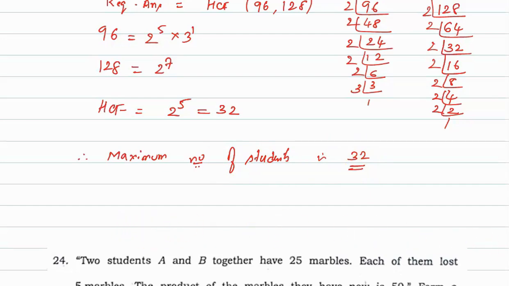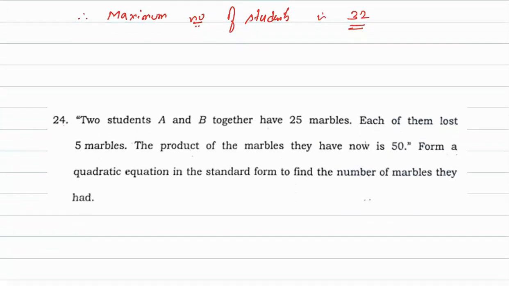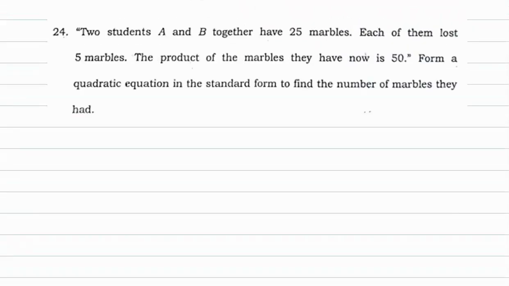Now question number 24. Two students A and B together have 25 marbles. Each of them lost 5 marbles. The product of marbles they have now is 50. Form a quadratic equation in the standard form to find out the number of marbles. No need to find out the solution here, we need to form a quadratic equation.